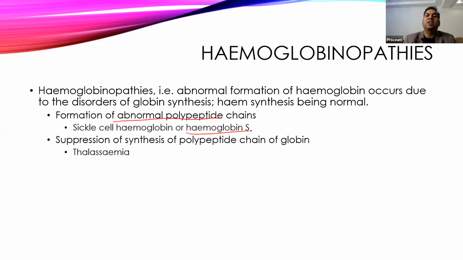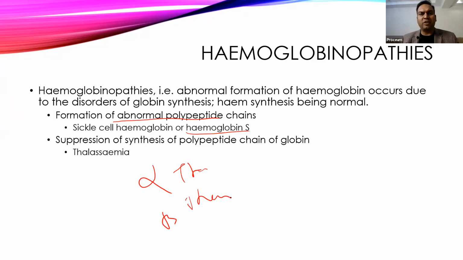Normally HbA2 is present in our body. Out of all hemoglobin, 2 to 2.5% is HbA2. When the synthesis of a particular chain is completely suppressed, that condition is called thalassemia. So if alpha chain synthesis is suppressed, then we call it alpha thalassemia. If beta chain synthesis is suppressed, then we call it beta thalassemia.